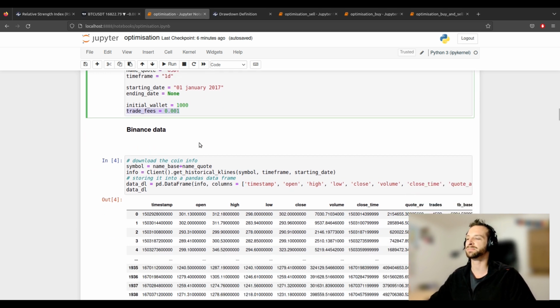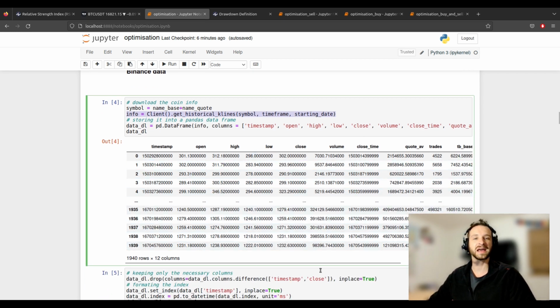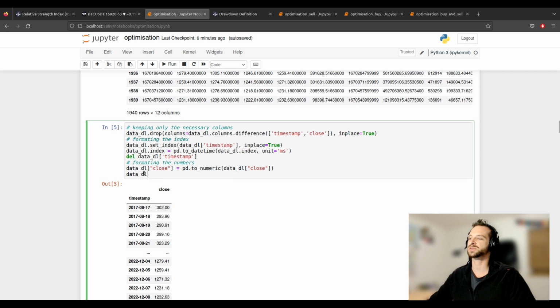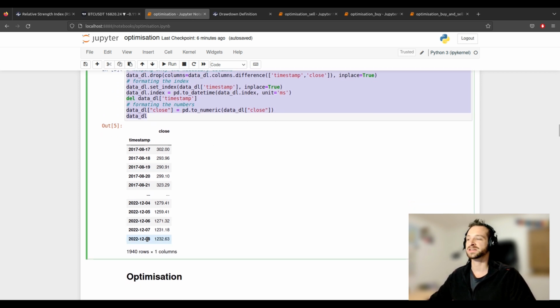So indeed, the first step is to download the data that we're going to use to do the backtest and the optimization. For that, I'm using the Python Binance client. We get this big table with a lot of information, not all that we need, and some of it we need to process as well. So this is what this cell is for. In the end, what we're going to use is the timestamps and the closing value of Ethereum at this timestamp. That's all we're going to need for our backtest.